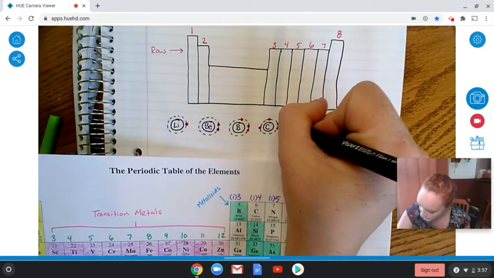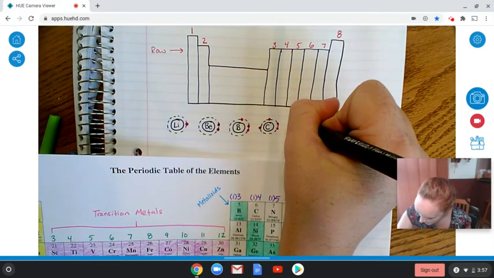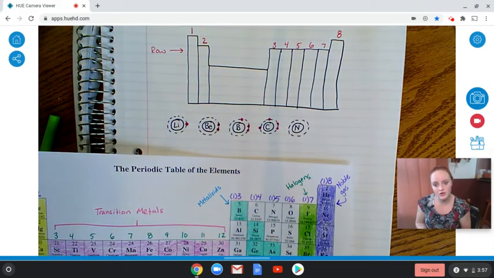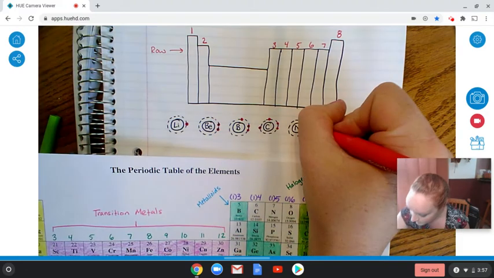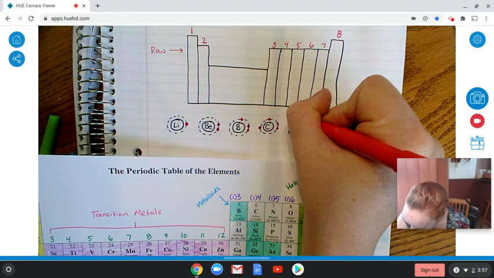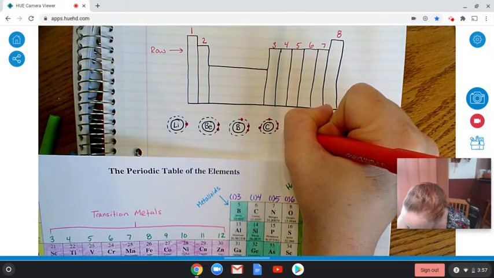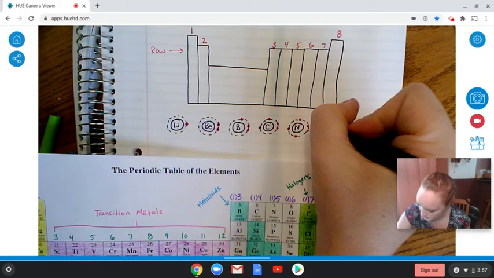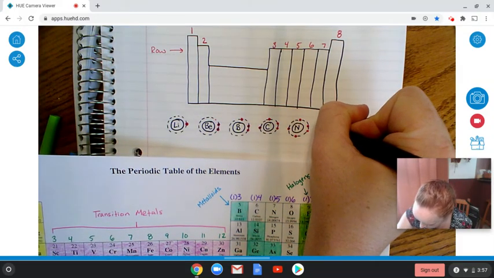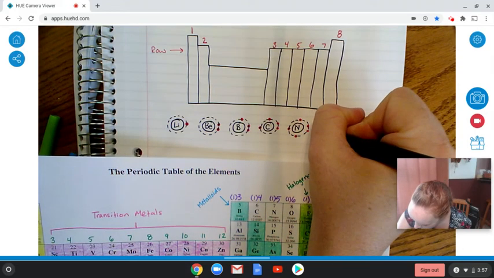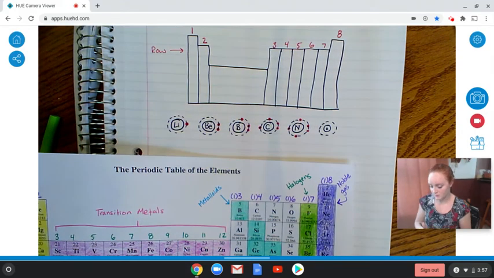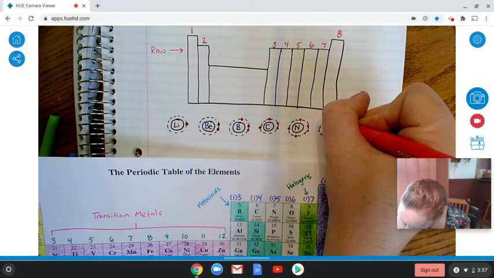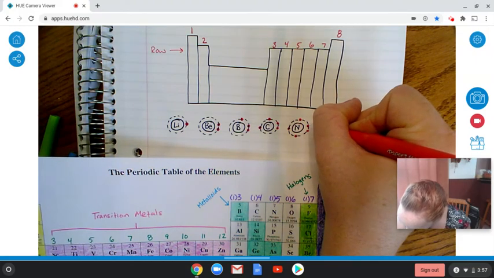And you've probably started to notice a pattern, but we'll keep going. Nitrogen has 7 electrons. 2 of them go in the first shell, leaving 5 in the valence shell. And oxygen has 8 electrons. 2 in the first shell, 6 in the valence shell.